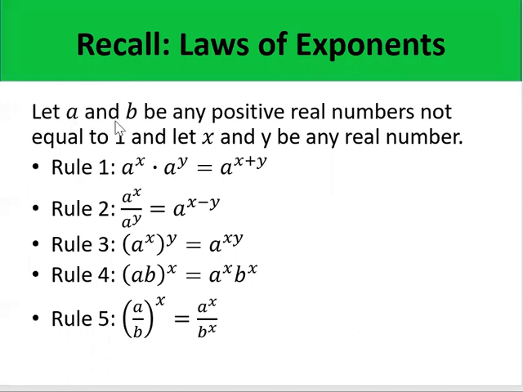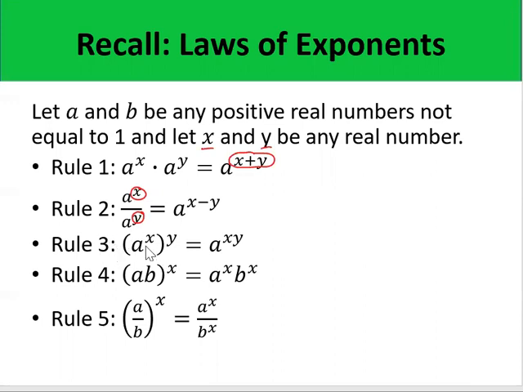So first, let A and B be any positive real numbers that are not equal to 1, and let X and Y be any real number. The first rule of the laws of exponents: whenever we have A raised to X times A raised to Y, the product of these two will be the base A raised to the sum of the exponents X and Y. For rule number 2, if we have A raised to X over A raised to Y, then this quotient is equal to the base A raised to the difference between the exponents X and Y.